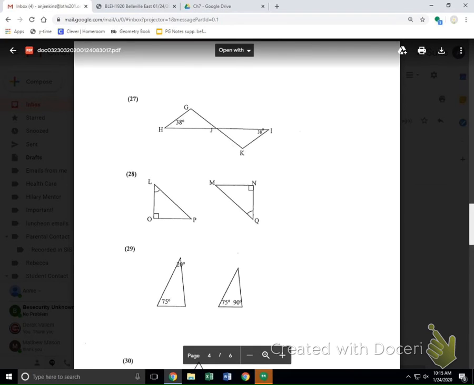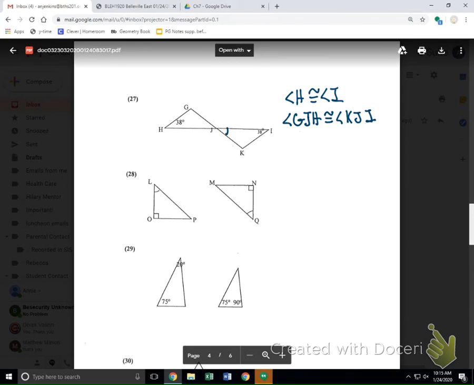Do we have a pair of congruent angles? Yep. Which ones are they? Yep, so the 38, so that's angle H is congruent to angle I. Do we know anything else about any other angles? Angle J. So when you lay this out, you want to make sure you have GJH is congruent to KJI.